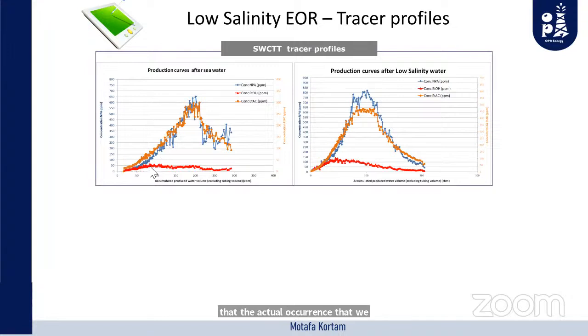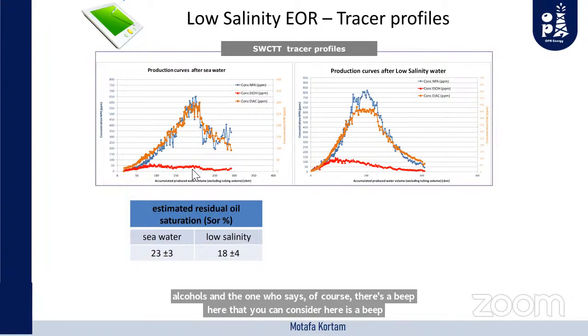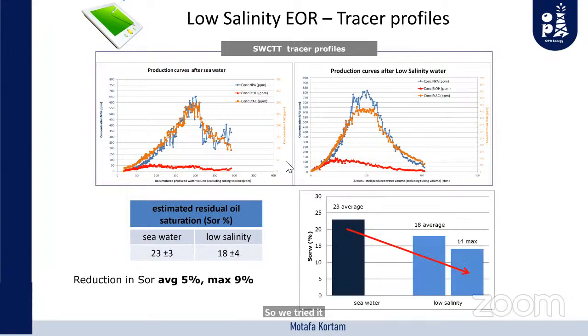This is the concentration of the tracer that partitions toward the water, and the red one is the water, the alcohols, and the one with the ester. Of course, there is a peak here that is completely different from that peak. We tried it on two wells, in fact, one taking one month and the other taking one month, to be quite sure that we have consistency in the data.